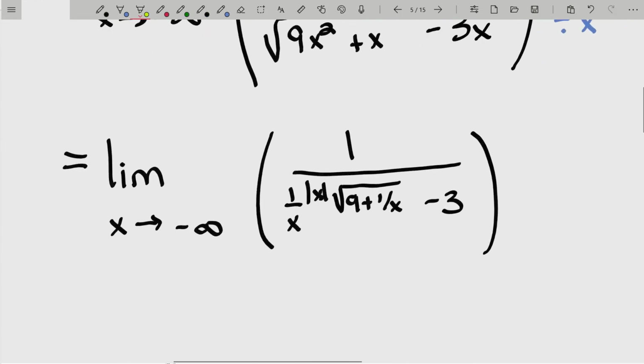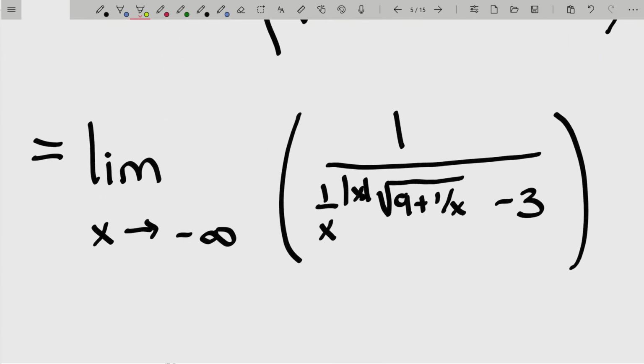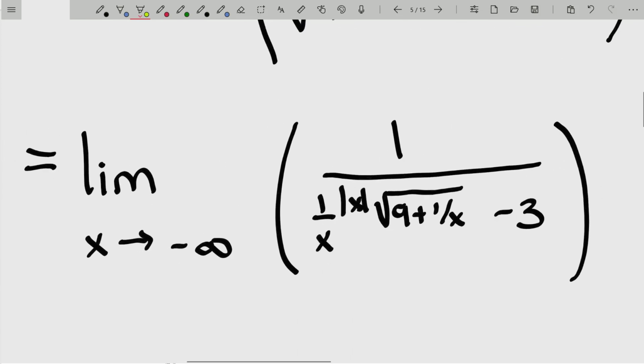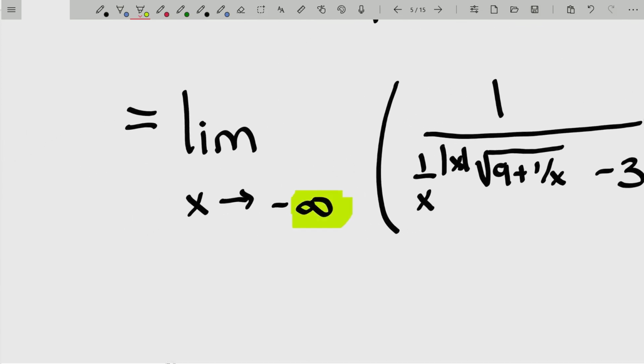Well, if you go over to our problem here that we're working on, we have this absolute value of x right there, just sitting there waiting to be worked on. But x itself, I know is negative. So the argument of this absolute value is a negative number.